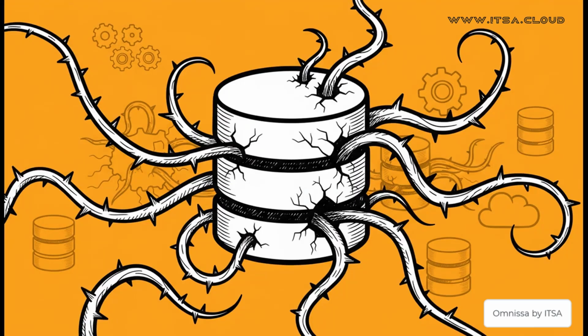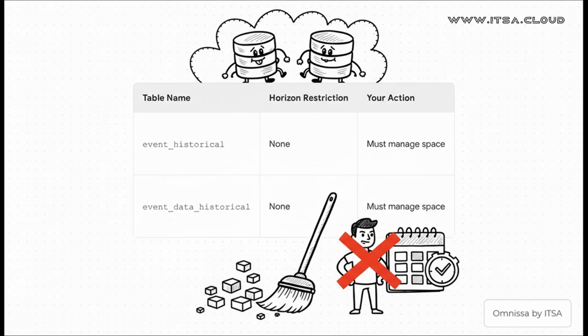And that brings me to what is, without a doubt, the single biggest danger with the events database. It can grow and grow and grow. This is that silent killer that can creep up on you and just cripple your entire system if you're not paying attention. And here are your two main culprits, the event historical and event data historical tables. Now here's the kicker. Horizon itself doesn't put any limits on how big these can get. None. That means managing their size, pruning old data, archiving, that responsibility is 100% on you. It is not an automated process.